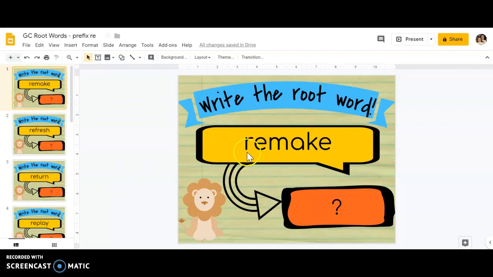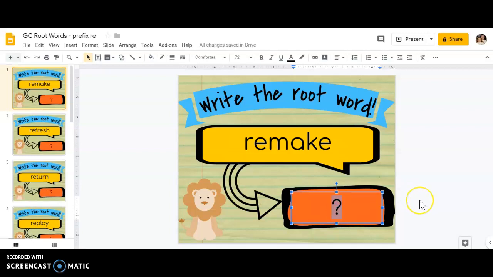So as I look at my first word here, the word is remake. That means to make again. So we're going to take off the re part and then just write the root word that's left. If I take off the letters re, which is our prefix, then I'm left with the word make. So I'm going to type the word make in this box. M-A-K-E. Make.